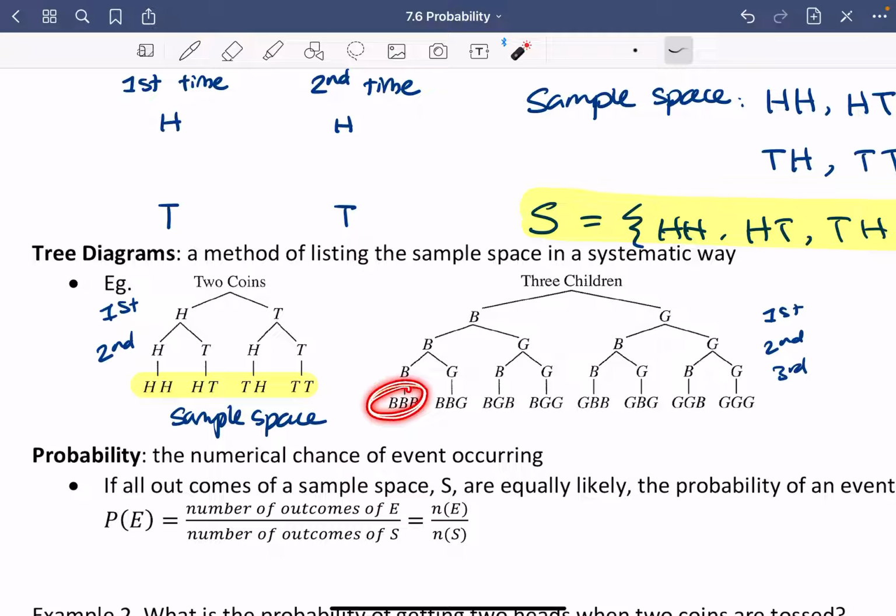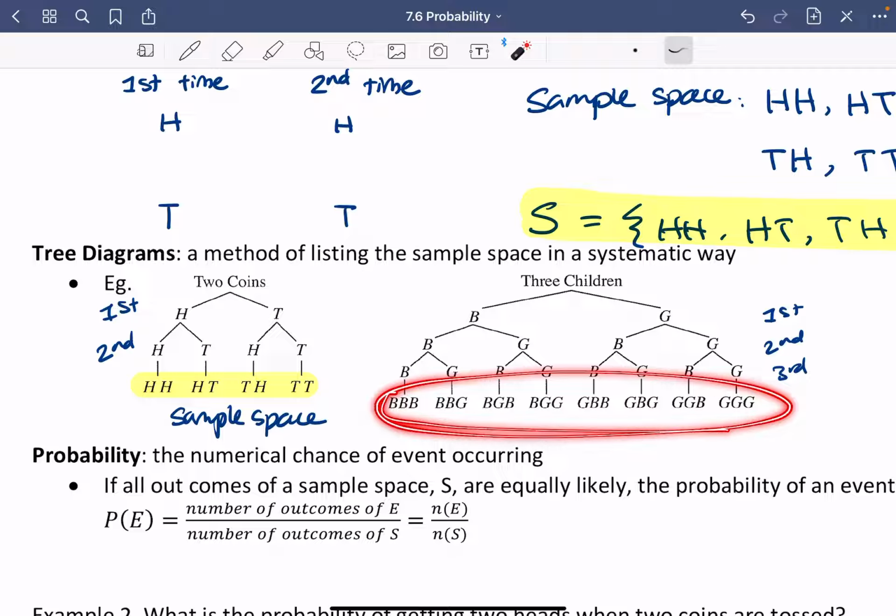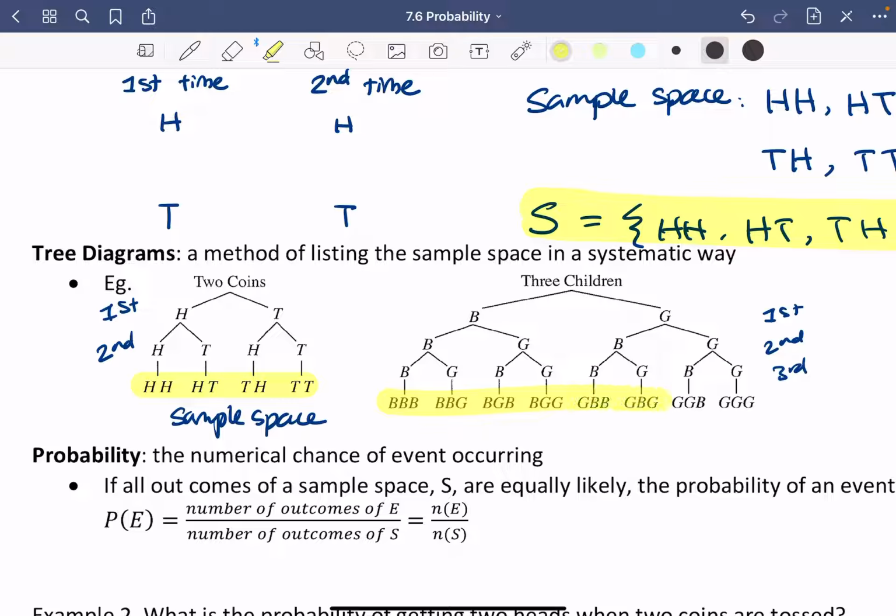They can have 3 boys, 2 boys and a girl, so 2 brothers and a little sister, or a boy, a girl, and a boy. So this is the oldest a boy, the second oldest a girl, and then the youngest is a boy. And all of these are the sample space.